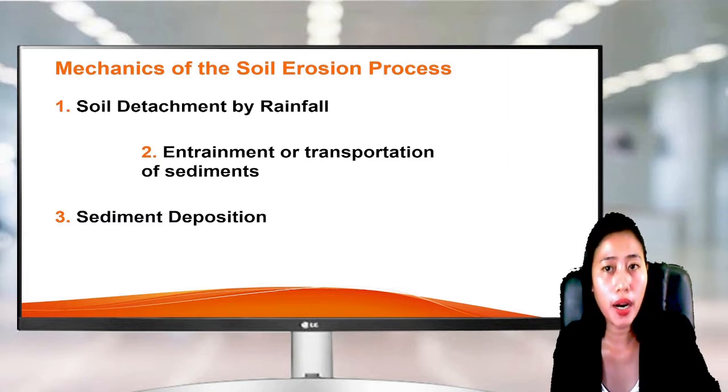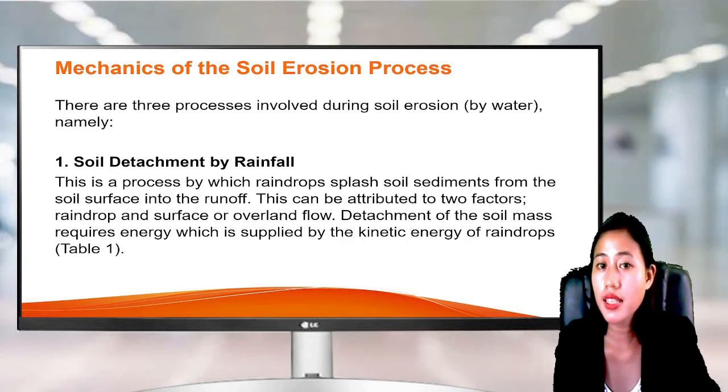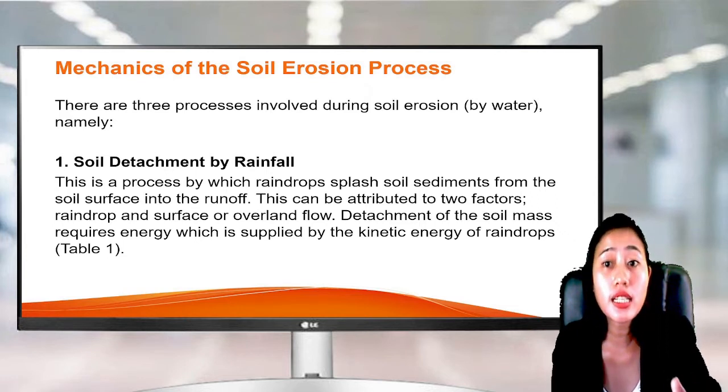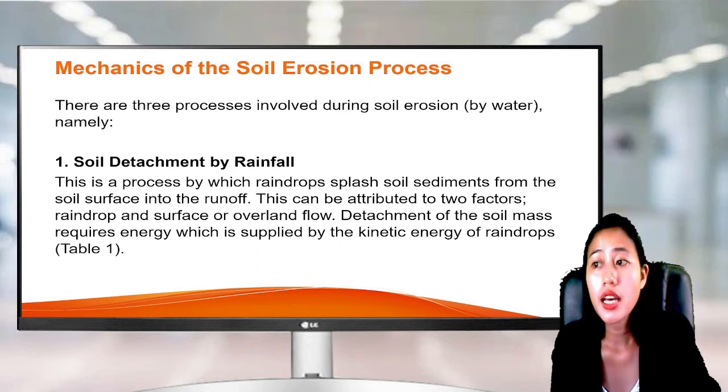Mechanics of soil erosion process: soil detachment by rainfall, entrainment or transport of sediments, and sediment deposition. That is what I explained earlier. There are 3 processes involved during soil erosion by water, namely the soil detachment by rainfall. This is a process by which raindrops splash soil sediments from the soil surface into the runoff. This can be attributed to 2 factors, the raindrops, and surface or overland flow.